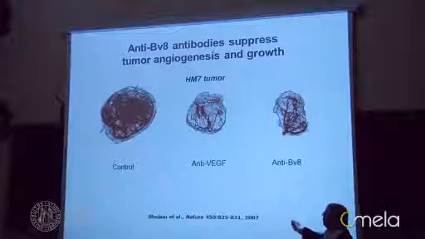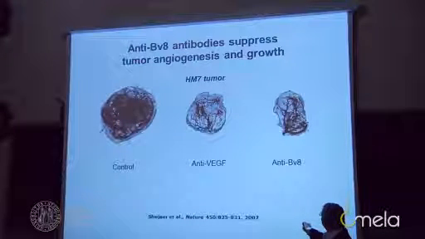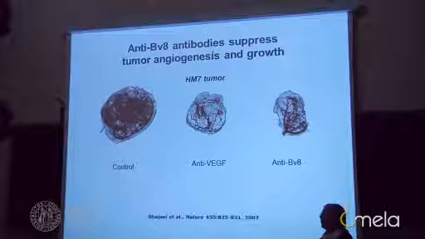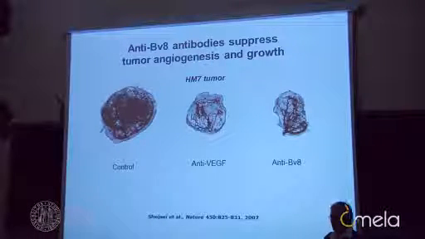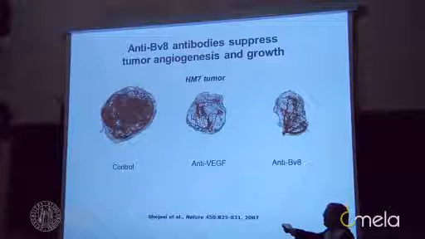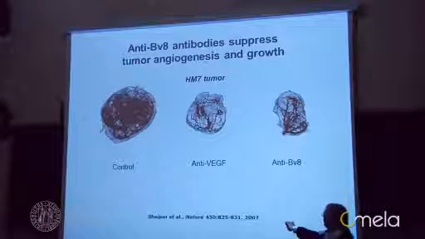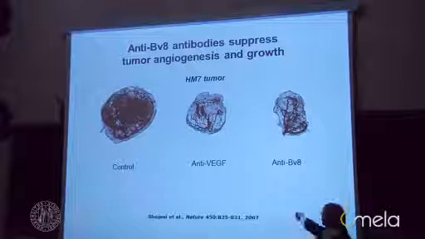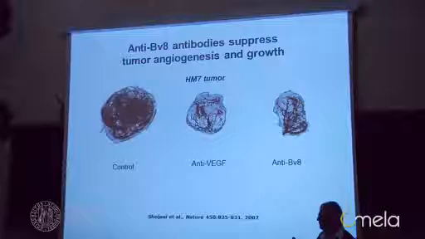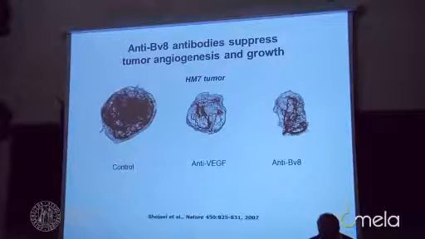And this is what happens if you block BV8 in a colorectal cancer model. This is a micro-CT angiography which gives you an idea of the tumor vasculature. Once again, an anti-VEGF antibody, perhaps not surprisingly, has the strongest effect. The anti-BV8 antibody also has some significant inhibitory activity.